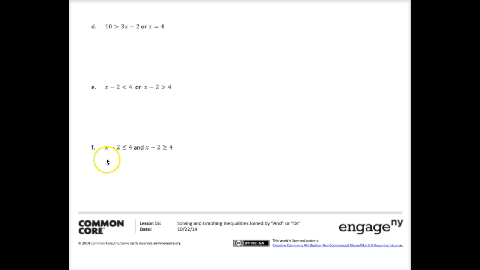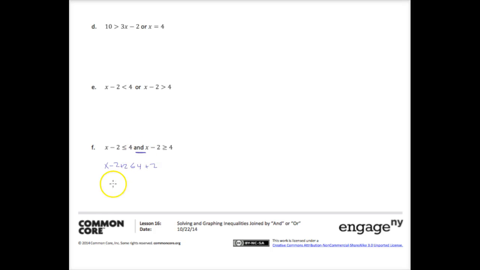All right. Now let's look at letter F, and then I'm going to leave you A, B, D, and E to do on your own. So here we have an and. That means we have to be able to fit 2 conditions in one. Let's have a look and see what we've got. We've got x minus 2 is less than or equal to 4. Means I'm going to need to add 2 to both sides.